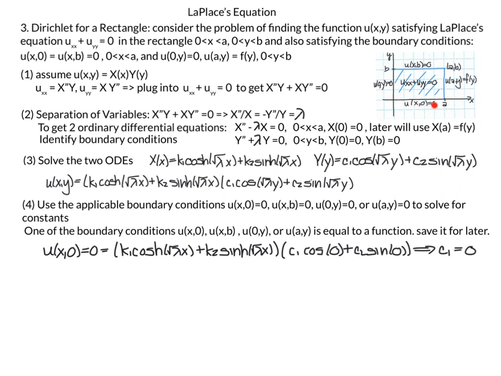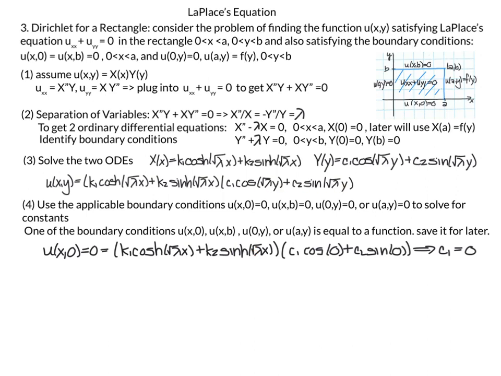U of x, 0 is equal to 0. Oh no, u of x, 0 is equal to 0. So that's the boundary I will start with. I'll plug in y equals 0 into my equation for u of x, y, and here this is just x, so I'm going to keep k1 cosh of square root of lambda x. Here I also have an x, so I'm going to keep that.